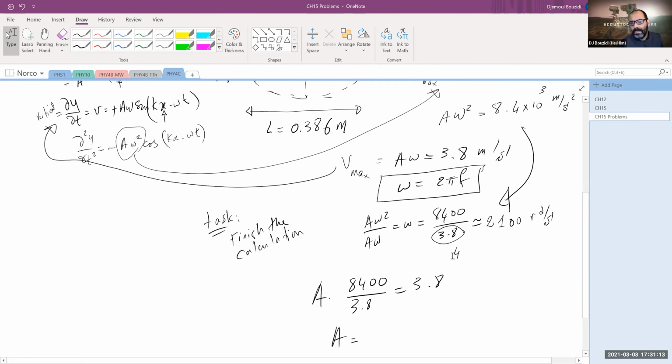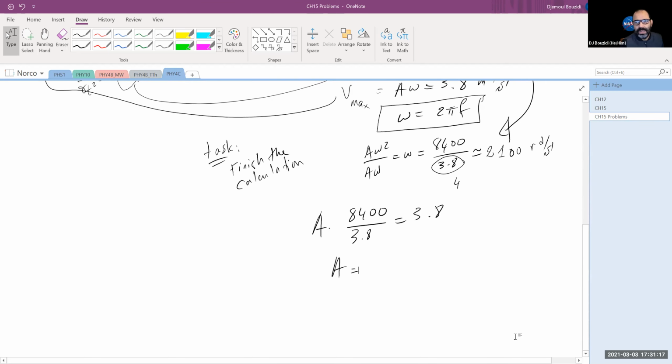So it's going to be 3.8 times 3.8 divided by 8400, which is 3.8 squared divided by 8400. Do I believe this number? Yes, because the string is 38 centimeters, so this cannot be too big.